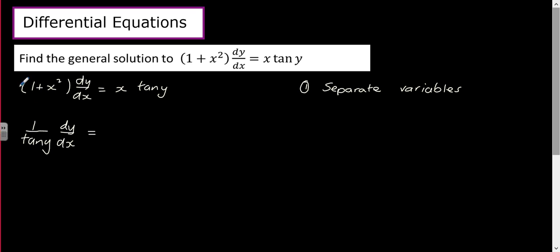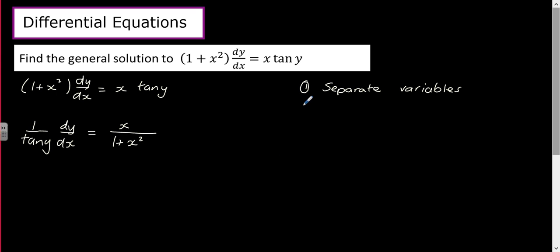And I can see that we can divide both sides by 1 plus x squared. So it's the same differential equation, I've just rearranged. All right. So now all my y's are on the left, all my x's are on the right, obviously with the exception of dy by dx.